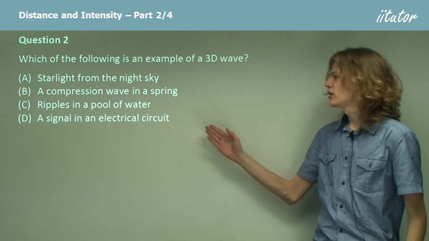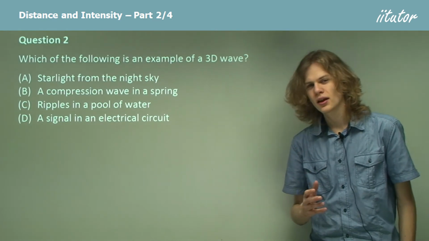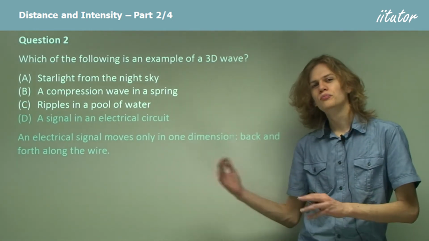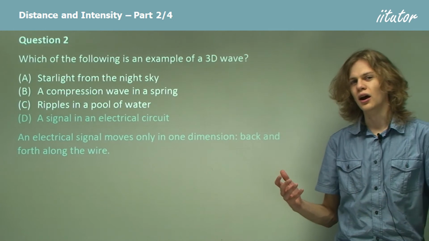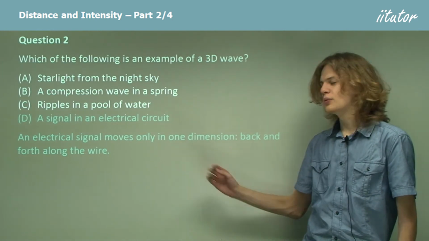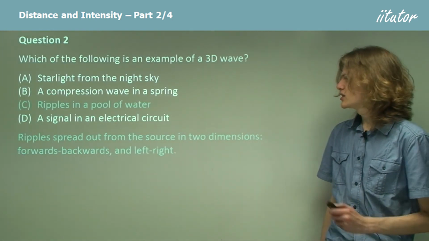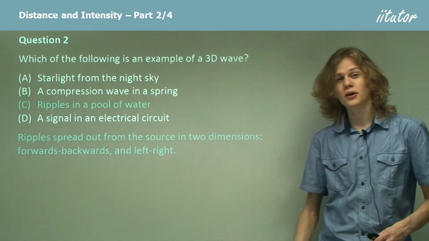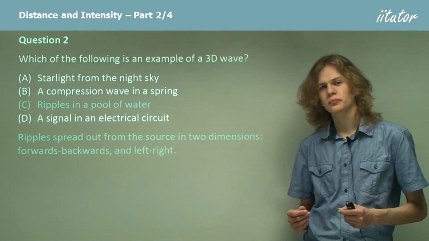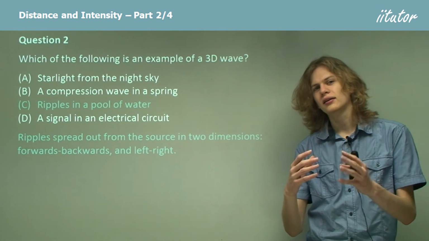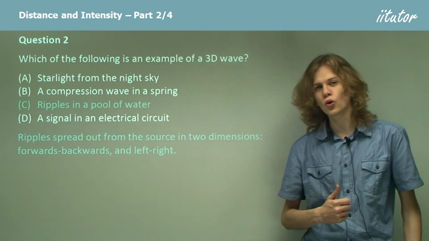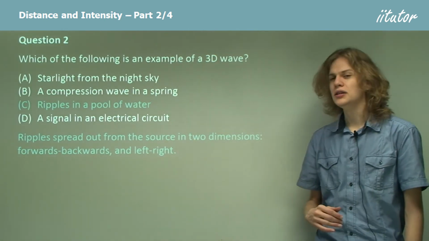We can say that a signal in an electrical circuit sometimes behaves like a wave, but is it 3-dimensional? No. In an electrical circuit, we move back and forth along the wire. We can only spread out in one direction, that is, forward or back along the wire, so it's a 1-dimensional wave. How about C, ripples in a pond of water? In this case, we're spreading out a bit more than the electrical signal, except we're only spreading out in 2 dimensions. The dimensions are forward, back, and left and right. We're not spreading out in the up and down direction, because we have to spread out along the surface of the water. So this means that C is not right either.